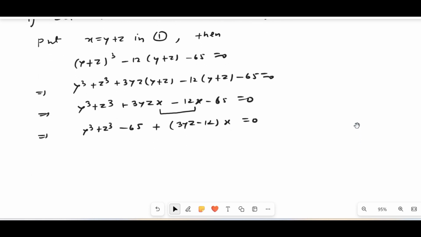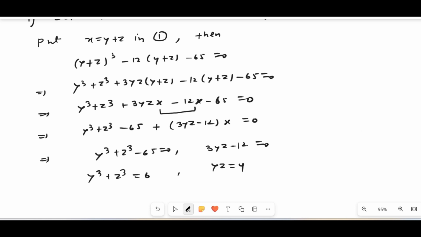So now further we can write here, that is y cube plus z cube minus 65 is equal to 0 and 3yz minus 12 is equal to 0. Here we will get yz is equal to 4 and y cube plus z cube is equal to 65. So take cube on both sides. We will get y cube z cube is equal to 4 to the power 3, that is 64. So that is equation number 2.